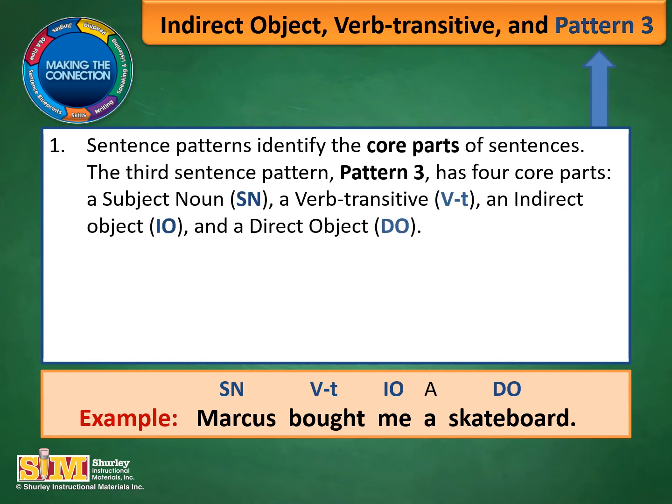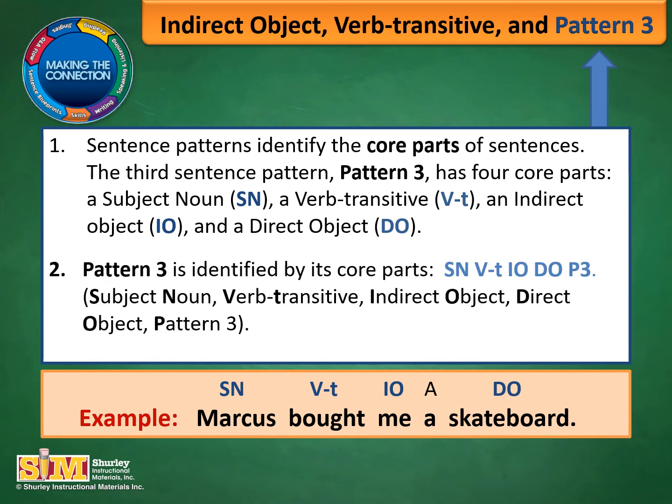Let's go over what students need to know in order to label a Pattern 3 sentence. Sentence patterns identify the core parts of sentences. The third sentence pattern, Pattern 3, has 4 core parts: a subject noun, a verb transitive, an indirect object, and a direct object. Pattern 3 is identified by its core parts: subject, noun, verb transitive, indirect object, direct object, pattern 3.